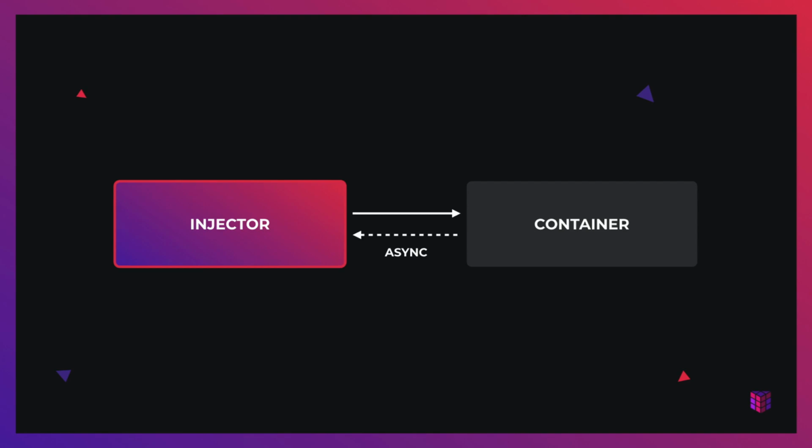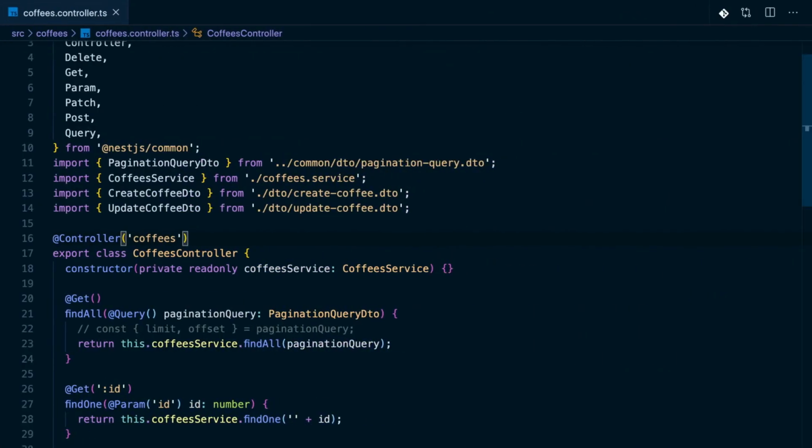Let's take a look at an example in our own code and dive into how it all works. In our coffees controller, when we are using coffee service and injecting it here in our constructor, what exactly is happening in Nest.js under the hood to make all of this work? Well, there are 3 key steps in the dependency injection process that make it all happen.